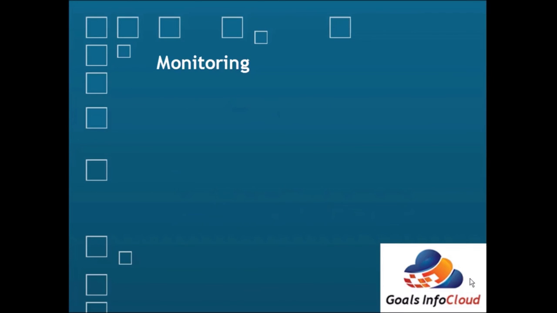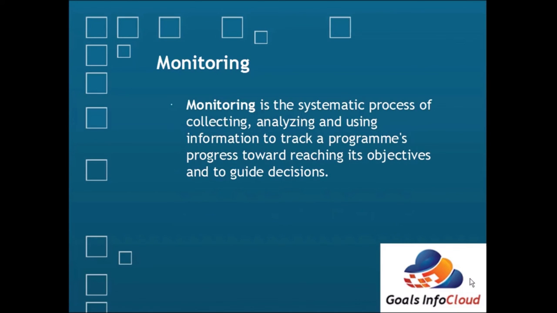What is monitoring? So very simple definition for this one is, it is the systematic process of collecting and analyzing and using information to track a program's progress towards reaching its objective and to guide decisions. So this is the very important step before starting a troubleshooting of any AIX issue. First thing, we need to monitor the status of the AIX, and then we can decide our troubleshooting plan.